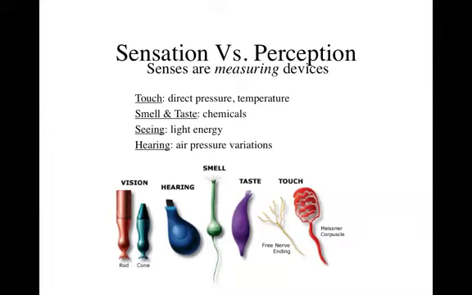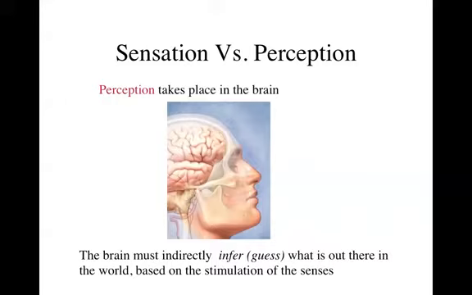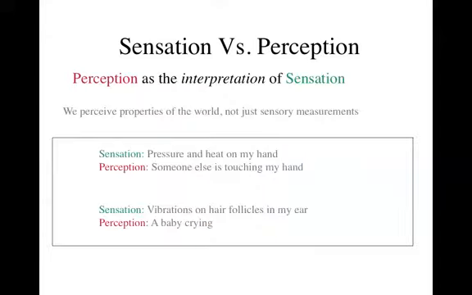But this is not perception. As I said, perception takes place in the brain based on these stimulations, these measurements. Our brain has to make inferences, guesses about what is causing those specific measurements, what's going on out there in the world, which is what we ultimately want to represent. For instance, we may have pressure and heat on your hand, and based on that you may interpret that as someone else touching your hand. So the basic measurements are of pressure and heat, and the interpretation is of another person touching it.